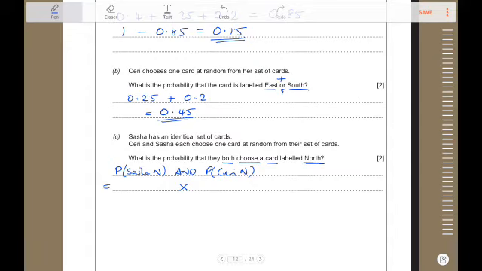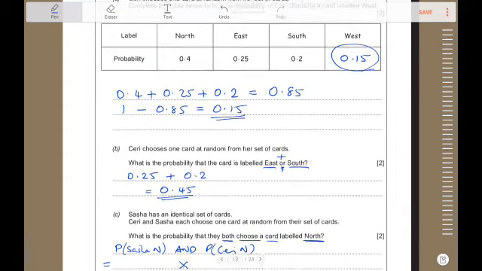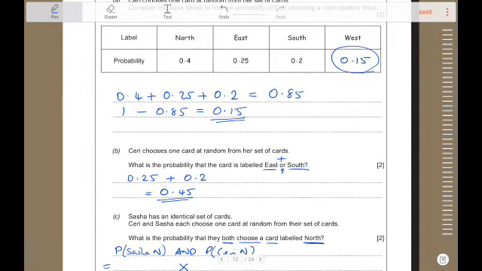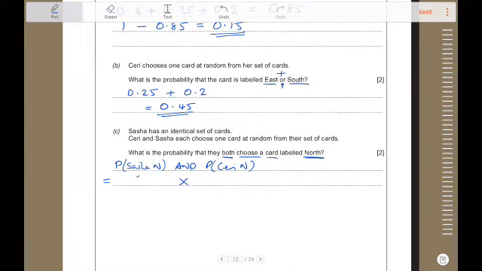Okay, so a combination of events where you're working out the probability of something and something else and something else, then the more events you have, the less likely it is to happen. So we multiply the probabilities. So basically and means times when you use that word for independent events. So the probability of Sasha picks a north, and we go back up, it's 0.4. And it was the same for Kerry's. So we got 0.4 times 0.4.